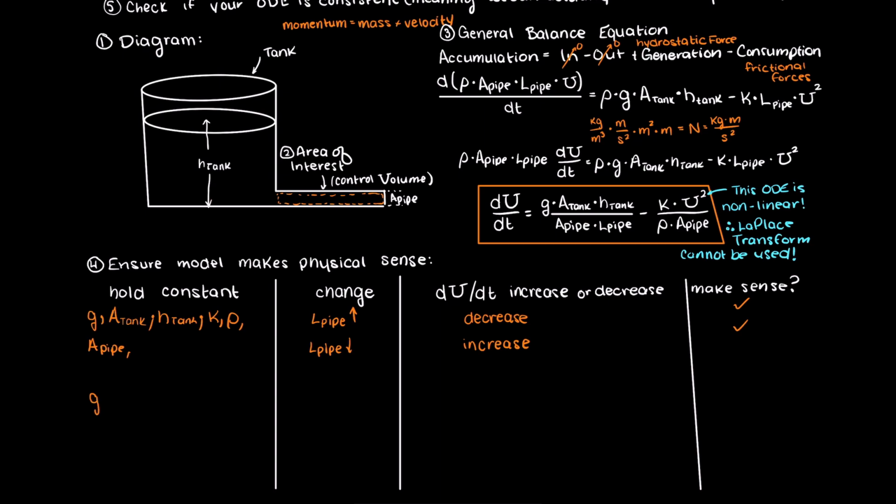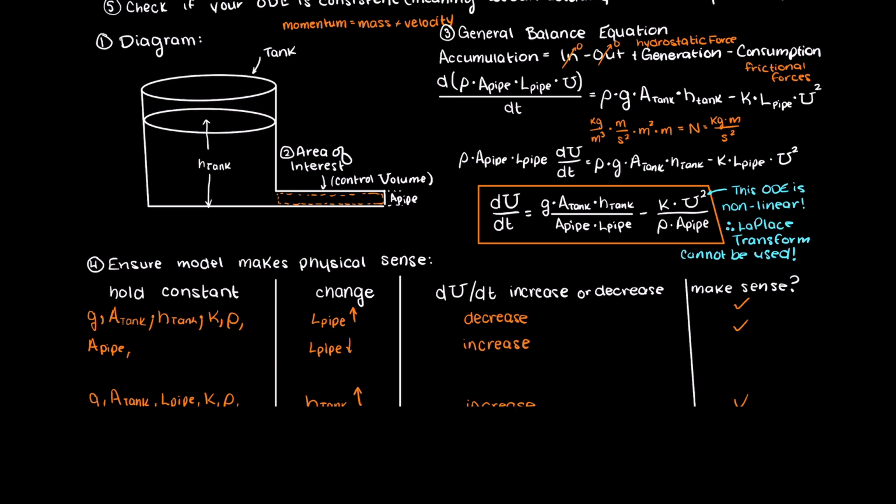If we increase the height of our liquid in our tank, then we have more hydrostatic force forcing the fluid through our pipe, and therefore the velocity will be faster, which makes sense. And again, if we decided to decrease this value, then there would be less hydrostatic force and therefore less velocity, which also makes sense. I recommend that you take a minute here and change a variable or two while holding all else constant to ensure that this ODE makes sense to you as well.